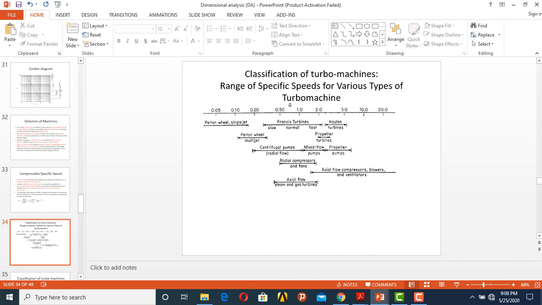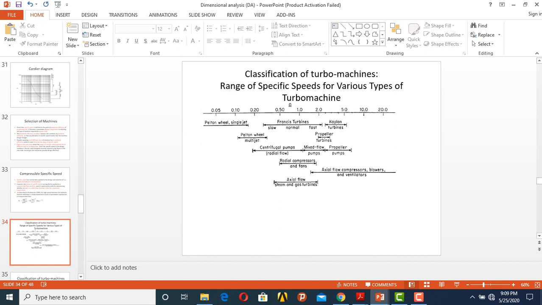This is a graph showing the range of different families of machines and their specific speed. For a Pelton wheel, the range goes from 0.5 all the way to almost 0.2. There is the Pelton wheel multi-jet, the Pelton wheel single jet, and the Francis turbine has this range. So when you have the duty, the head, the discharge or volume flow rate, and the speed, you can compute the specific speed and come to this table and see which family the machine you are about to design falls in.